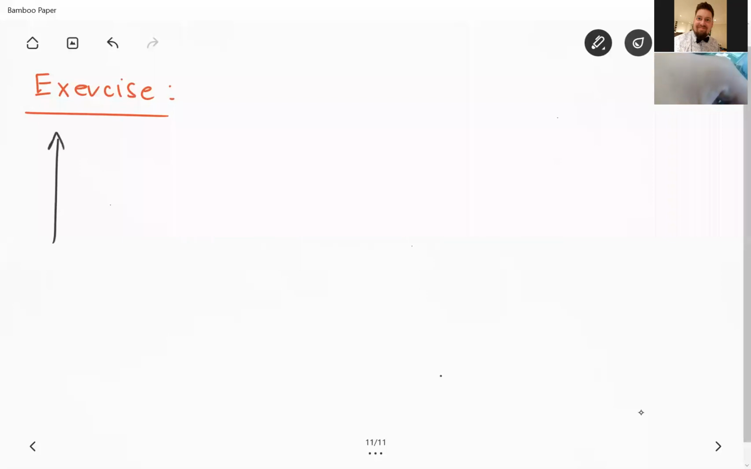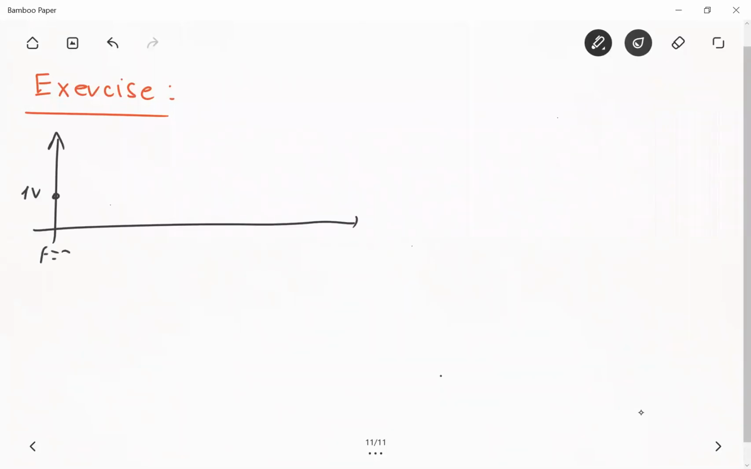Okay, so let me draw these things here. One volt here at frequency equals zero, this is the F axis. Then we have 5 volts. Then we have 3 volts. Try to make it as realistic as possible. 3 volts should not look like 1 volt, it's the same height, as you can see. Try to make it between 1 and 5. 4 volts, 6 volts. 5 volts is the best exercise in the morning because we are going slow, so you can follow.